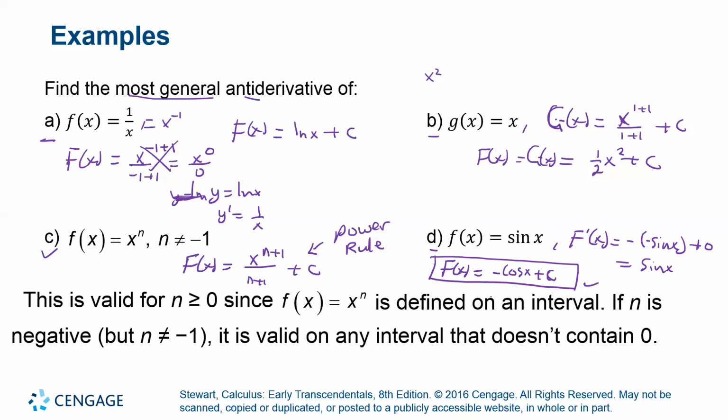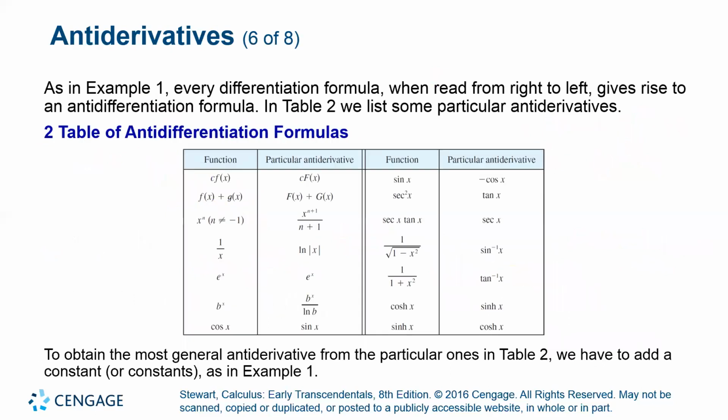Now, like I said, these constants could be determined. All that we have said for part C is valid for n greater than or equal to 0, since f of x is equal to x to the n. It's defined on an interval. If n is negative, it is valid on any interval that doesn't contain 0, for any real number n except negative 1. Now, the following gives us a table for the function and its antiderivative.